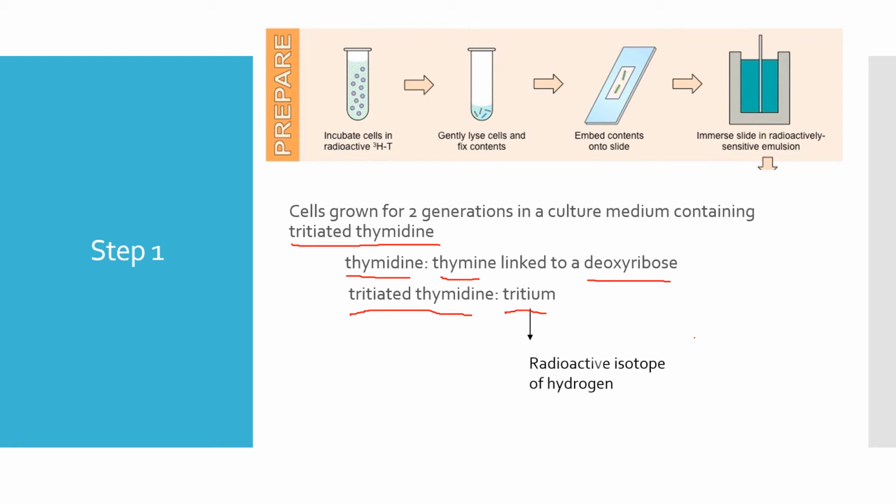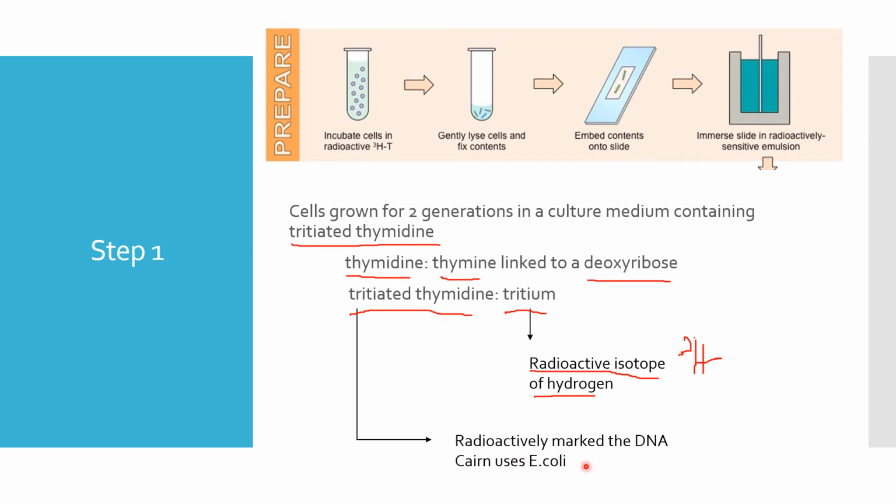And what is tritium? Actually, tritium is a radioactive isotope of hydrogen, isotope H3. And this tritiated thymidine radioactively marks the DNA in Cairn's technique, and specifically in this experiment, Cairn decided to use E. coli.